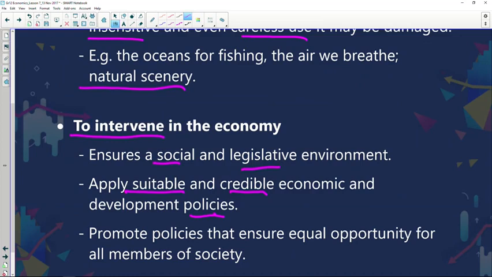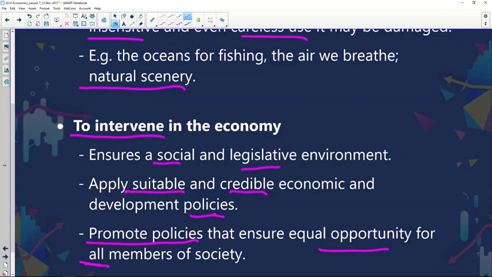How are we going to grow the economy? Promote policies that ensure equal opportunity for all members of society. Okay, so that has been very important in the past couple of years, where the public sector has introduced policies to ensure that equal opportunities are given to all members of society.